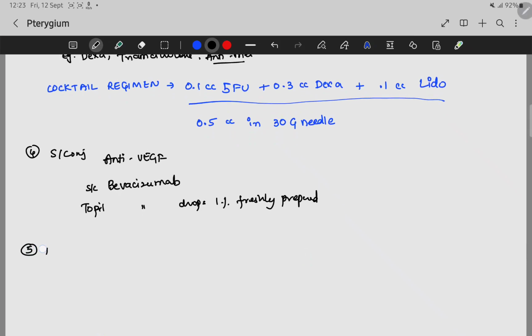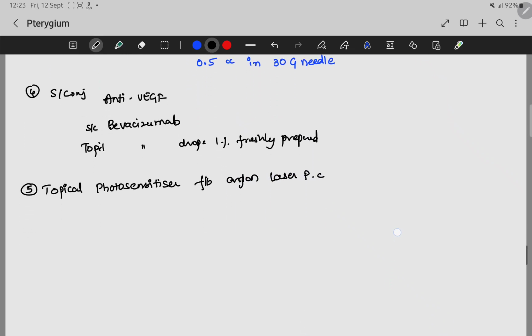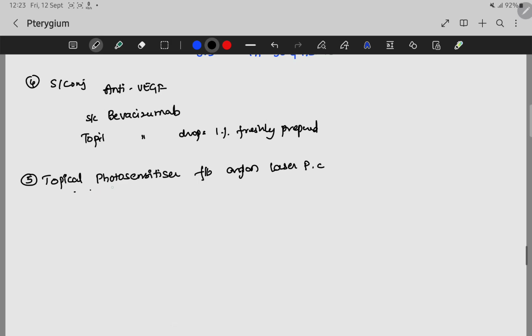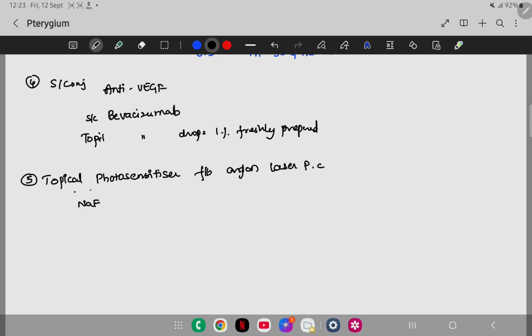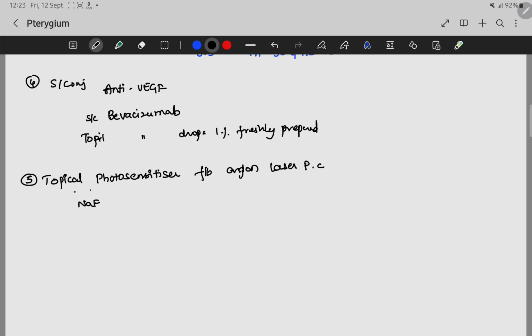Then we have topical photosensitizer followed by argon laser photocoagulation. A topical photosensitizer like sodium fluorescein is applied. After that it obliterates the conjunctival vessels or the corneal vessels.